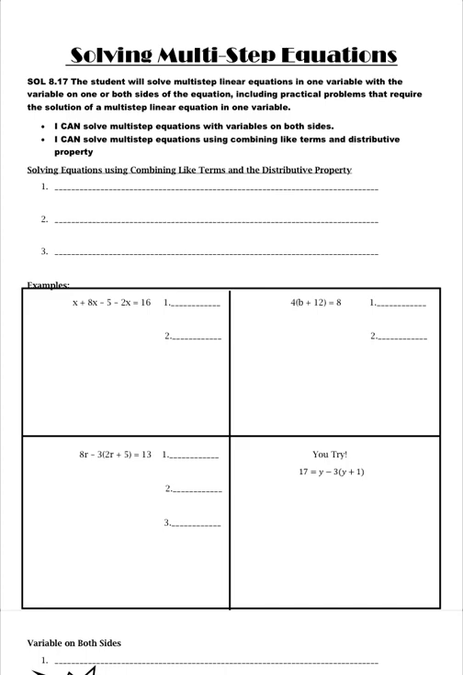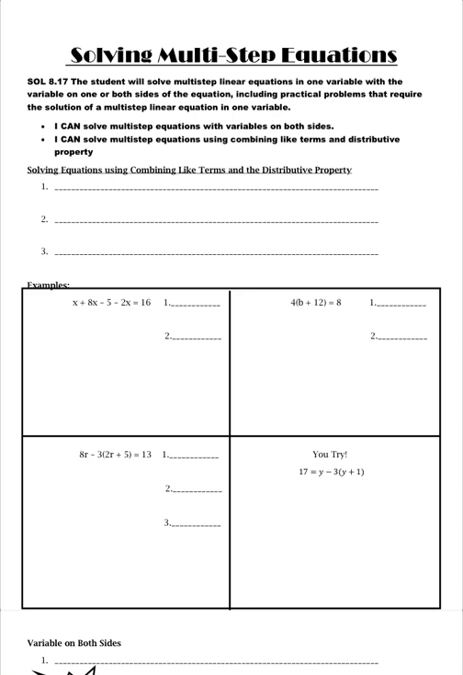For this lesson, we'll be solving multi-step equations. SOL 8.17 says the student will solve multi-step linear equations in one variable with the variable on one or both sides of the equation, including practical problems that require the solution of a multi-step linear equation. By the end of this lesson, you'll be able to solve multi-step equations with variables on both sides and solve multi-step equations using combining like terms and the distributive property.